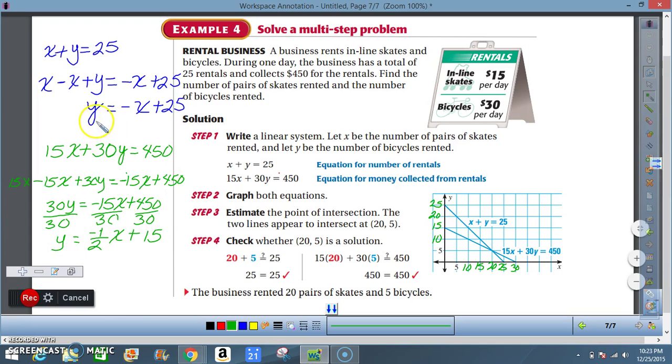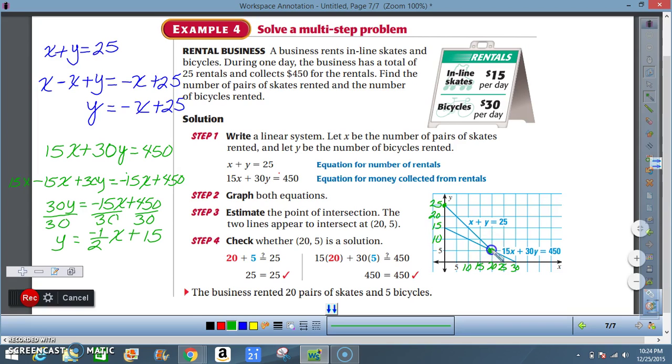So now I'm ready to graph. Let's go to the first equation. Y is equal to negative x plus 25. My y-intercept is 25, so that's there. My slope is a negative 1, so that means I'm going down, like so. All right, so that's that line there. Next, I got y is equal to a negative 1/2 x plus 15. My y-intercept is 15, so that's right there. And my slope is 1 over 2, so I'm down 1 over 2, down 1 over 2. And I can see where I'm intersecting.